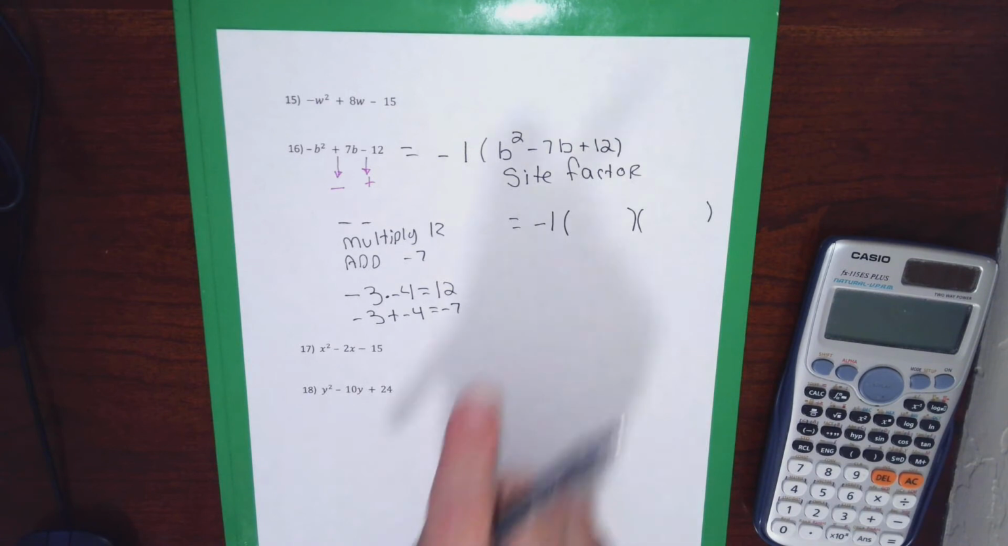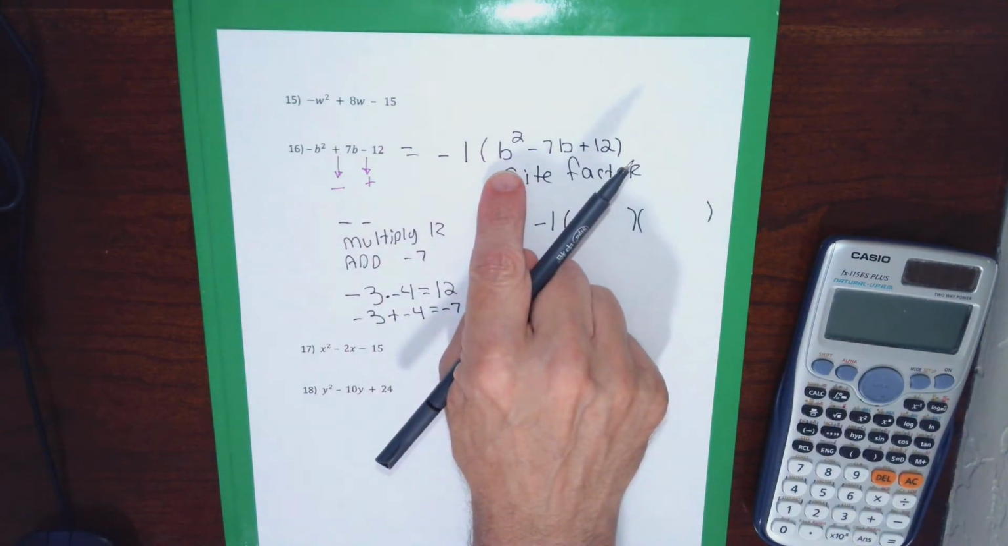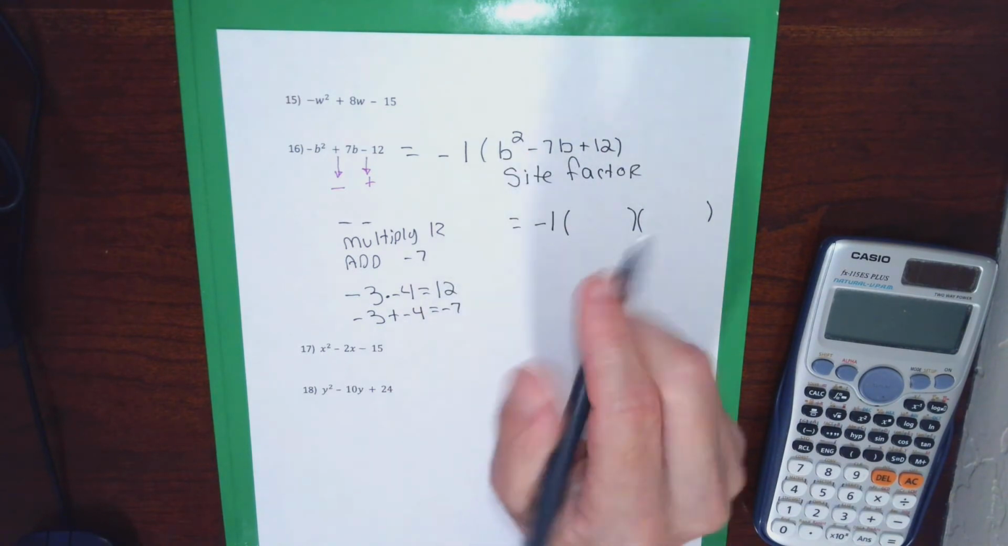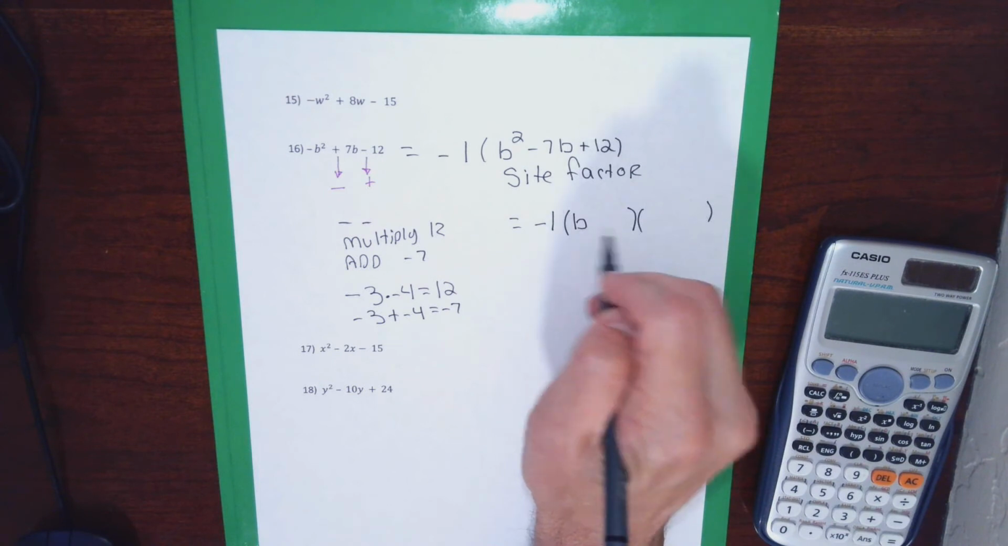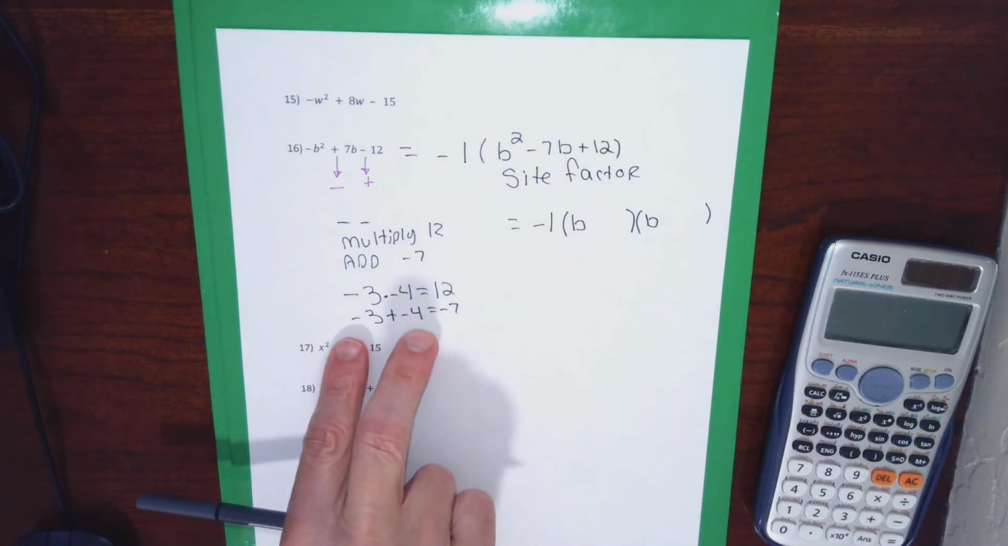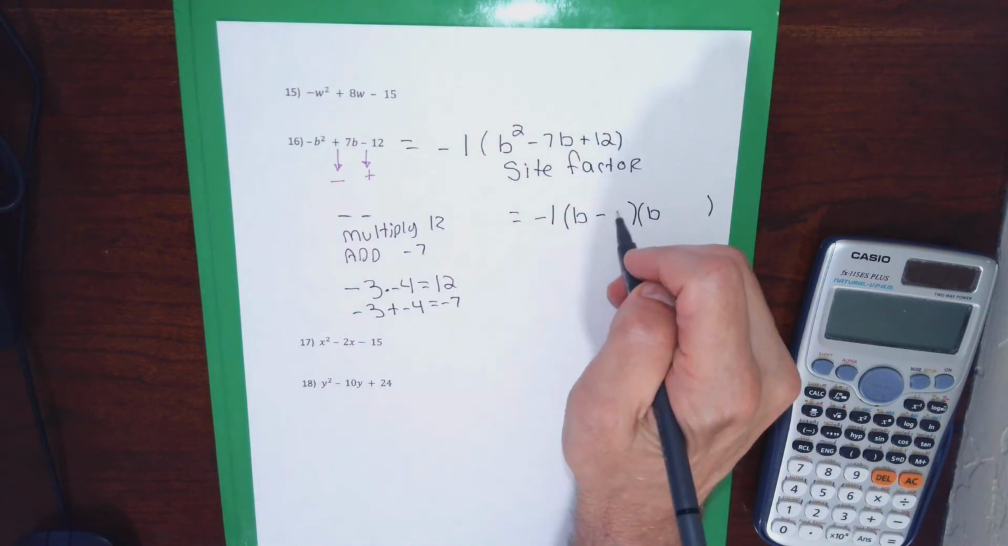To lead off my parentheses, I split the b squared evenly into the first position, meaning I divide its exponent by 2 and get b to the first, and lead off my parentheses with a couple of b's, and these numbers are going to end my parentheses.